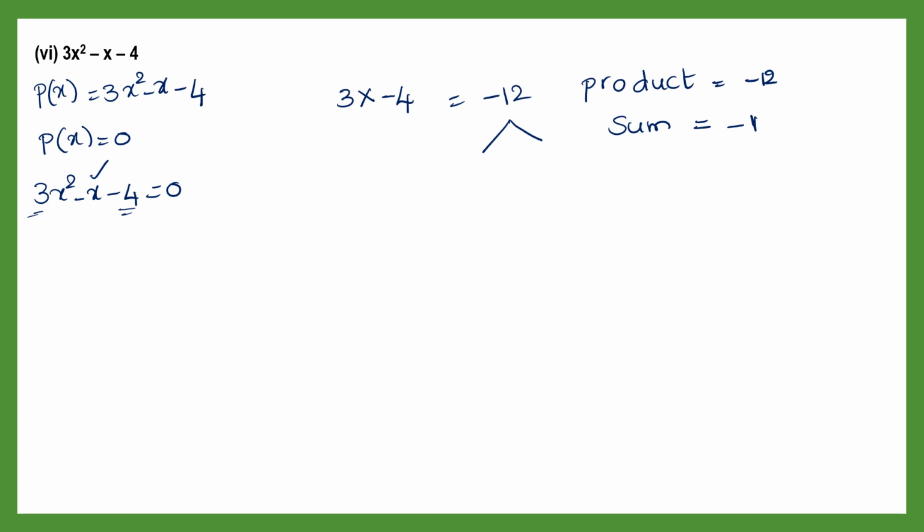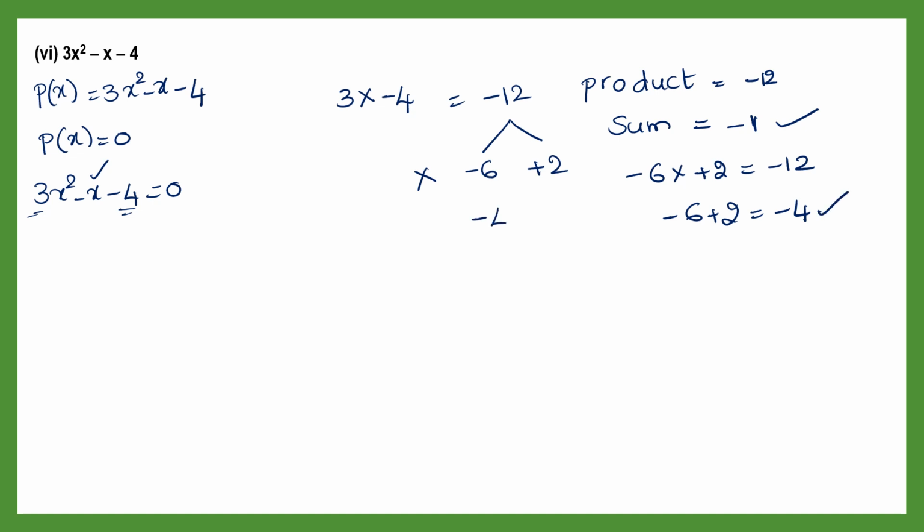So, minus 12 can be written as what? Let's think. Minus 6 plus 2. 6 2s are 12. So, minus 6 into plus 2, what do you get? Minus 12. If you take the sum, minus 6 plus 2, it is minus 4. So, here the sum is minus 1. Here it is minus 4. So, this cannot be taken.